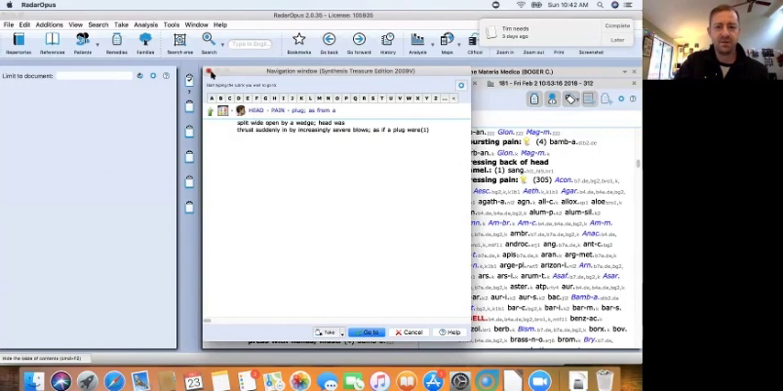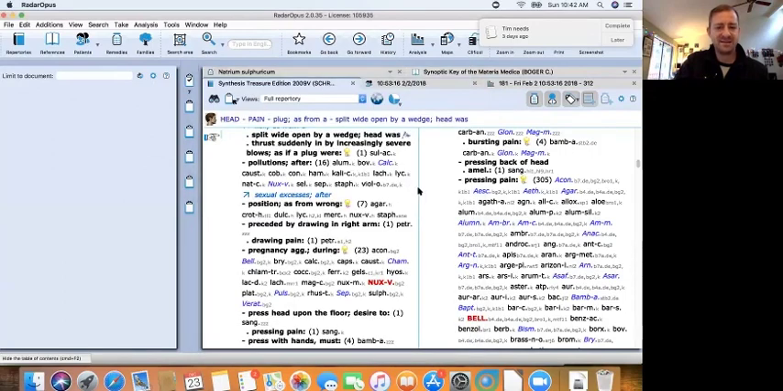Anyway, there's a remedy called, I think it's Lac-canthes, where they feel like there's a wedge splitting the head open. Okay, so here's the thing. Headache is worse motion, walking, light, and sound. He's given us 4 modalities that make it worse.